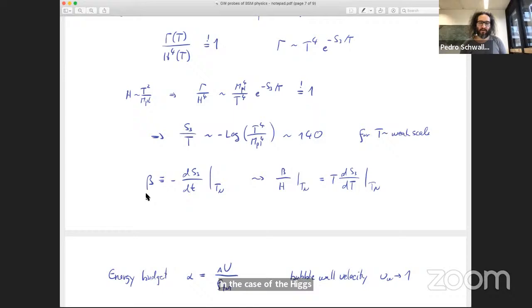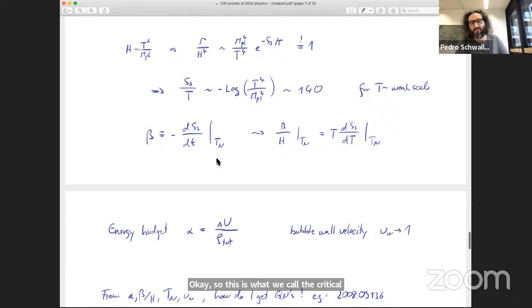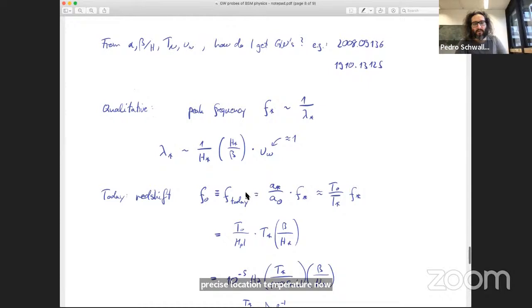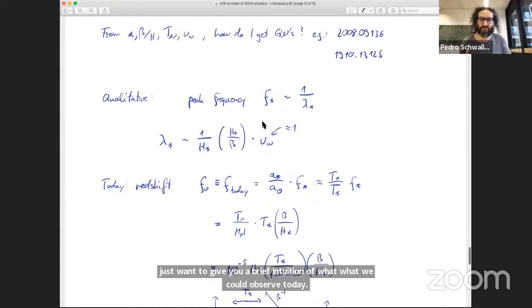Okay, so this is what we call the critical, or more precisely the nucleation temperature. Now, this somehow gives us an intuition of what kind of gravitational waves are produced. And I just want to give you a brief intuition of what we could observe today, in particular in terms of the frequency of gravitational waves.